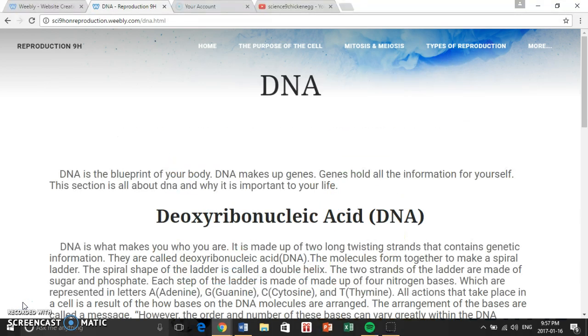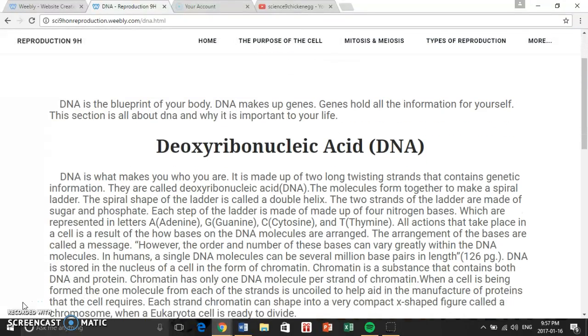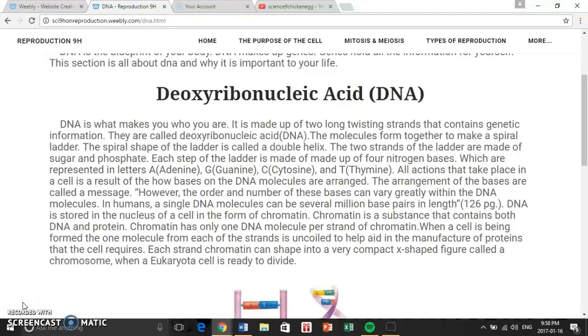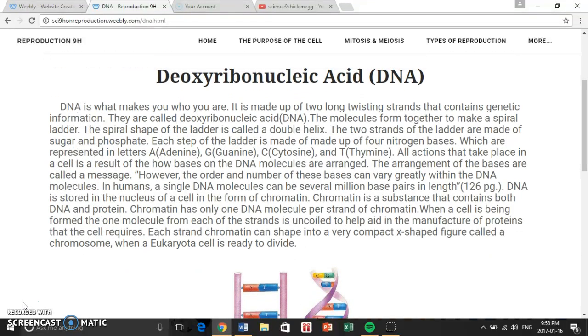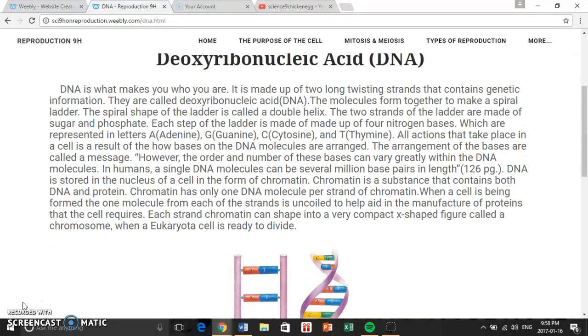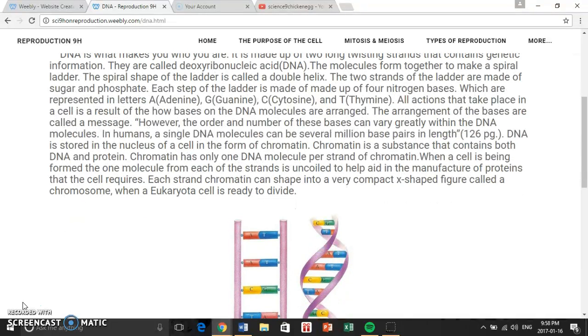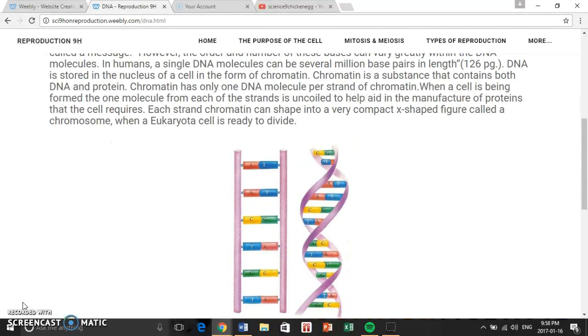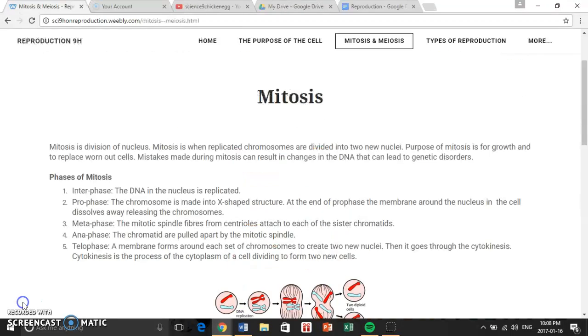DNA. DNA is the blueprint of your body. It is what makes you you. It's the information of your body in its cells. DNA stands for deoxyribonucleic acid. DNA is a double helix or a spiral ladder with nitrogen bases such as adenine, guanine, cytosine, and thymine. I've completely butchered those, but they make up the rungs of the ladder.